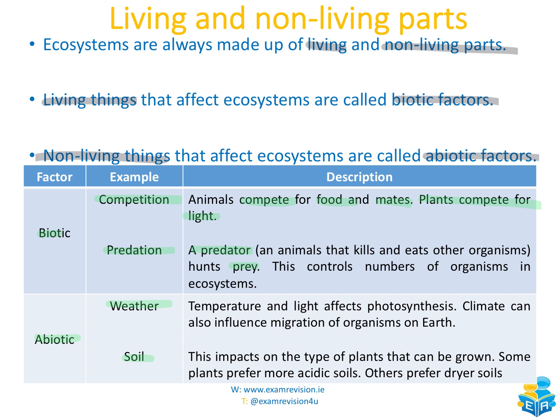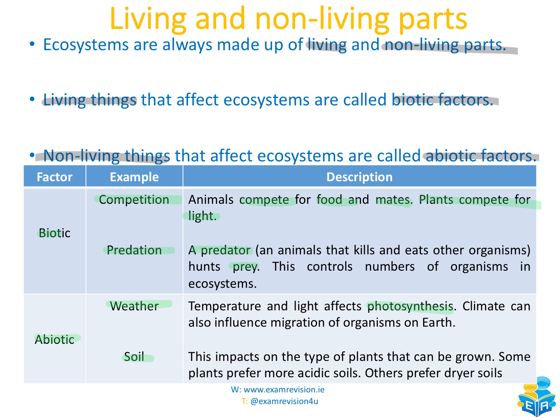Well, weather, so temperature and light can affect photosynthesis. That's how the plants make their own food. And climate can also influence the migration of organisms on Earth. At particular times of the year, certain organisms will move or migrate to different areas where there might be more food, more shelter, or more mates. Again, this is a non-living thing. Weather is non-living, but it's still affecting the ecosystem, so it's an abiotic factor.